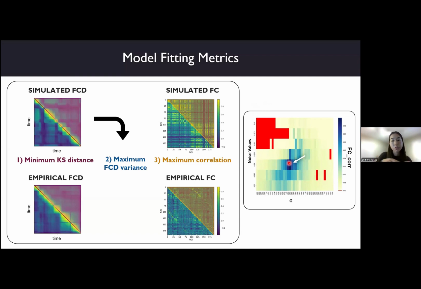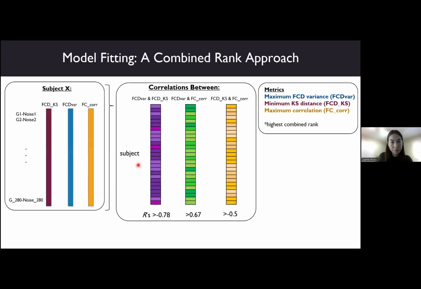Then for each subject, this parameter space can actually be represented as a vector, so we can string the matrix out. And we can also do the same thing for our other 2 model fitting metrics, so for the FCD and the max FCD variance. And that's what we see here. So we have a vector for each of our 3 metrics of interest across each G and noise combination. And to ensure convergence of these parameter spaces based on each of our model fitting metrics, the Spearman's correlations were computed between the 3 respective vectors. And for all subjects, the model fitting metrics parameter spaces were significantly correlated. So then what we did is we took the simulation with the largest combined rank of our 3 model fitting metrics to identify our optimal G and noise values.